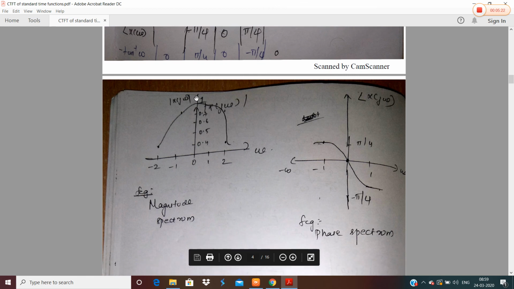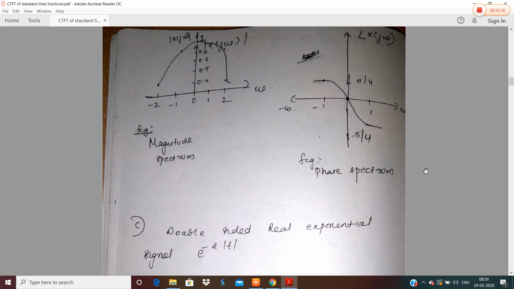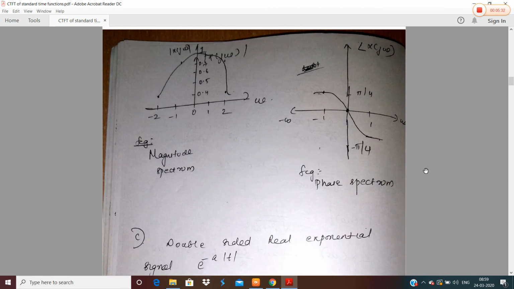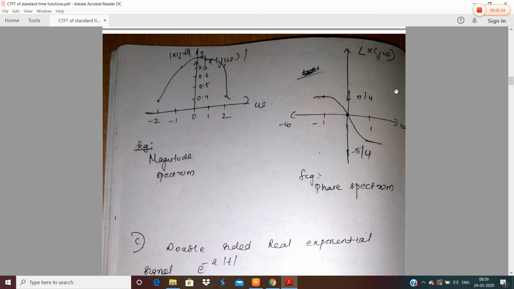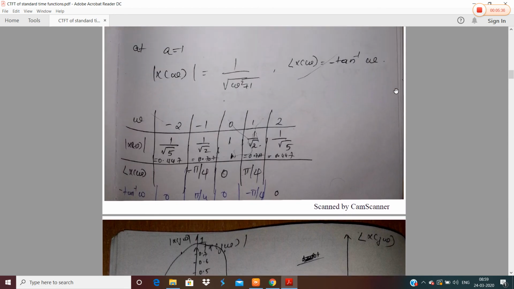That is, the magnitude spectrum is nothing but mod X of omega plotted versus omega, and the phase spectrum is nothing but angle X of omega plotted versus omega. So that is how you plot the magnitude and phase spectrum of the exponential function.